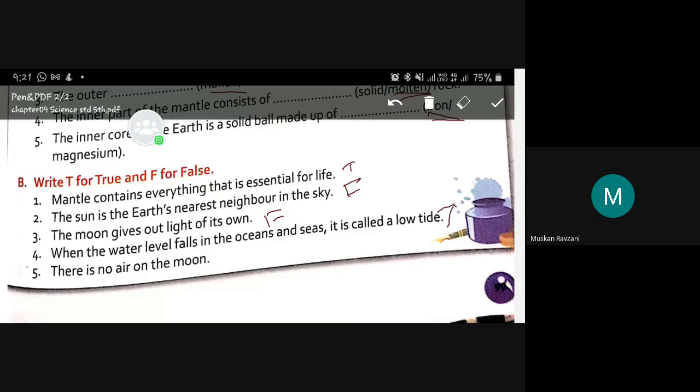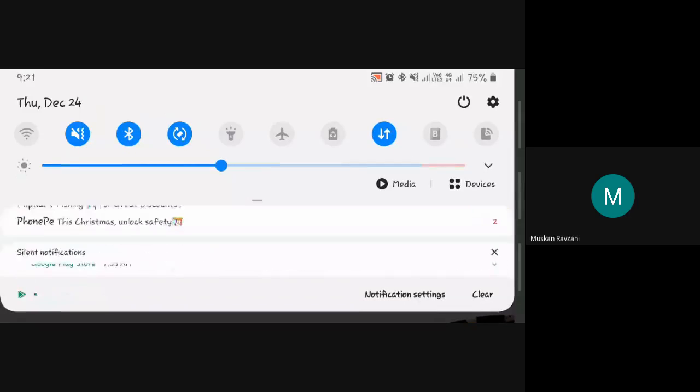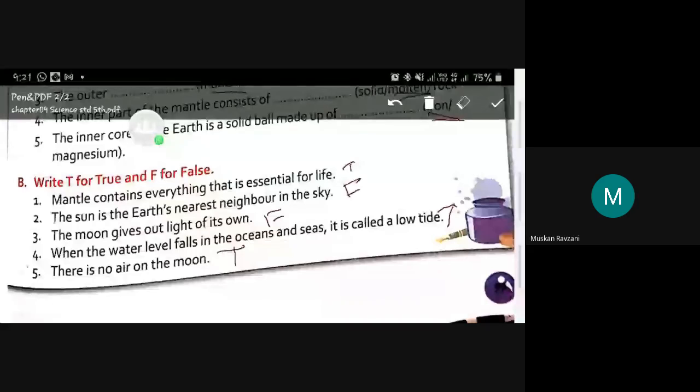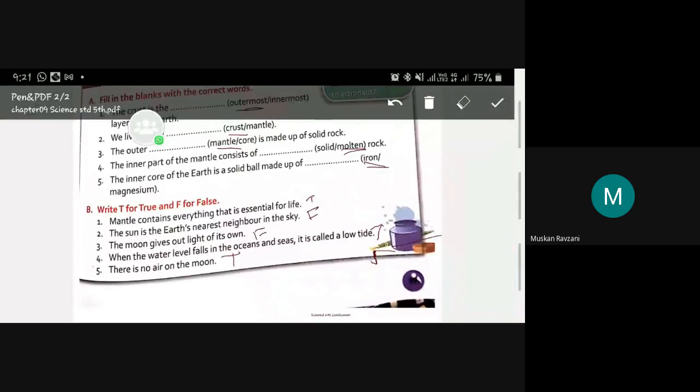Ma'am, can I give the answer? Yes, Muskan. Ma'am, it's true. Next: there is no air on the moon. Ma'am, can I give the answer? Mary, true. Ma'am, true. Yes, Mary. Can I answer? True. Yes, Muskan, finish. It's finished, beta. Okay, true.